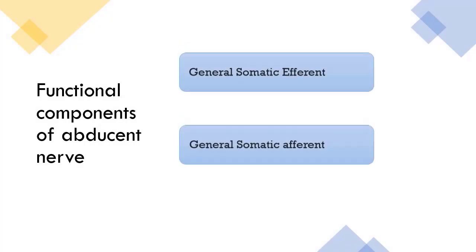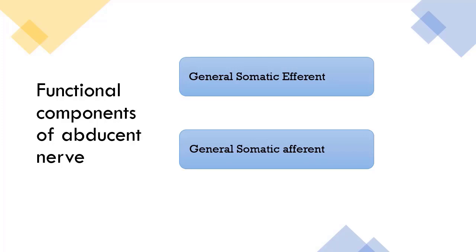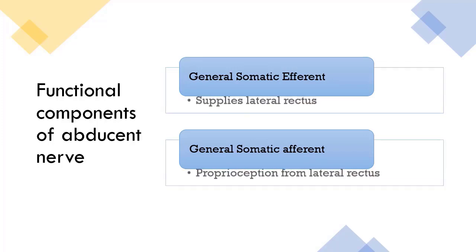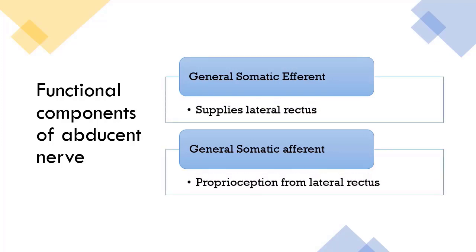Functional components of abducent nerve are general somatic efferent and general somatic afferent. General somatic efferent is to supply lateral rectus. General somatic afferent is proprioceptive fibers from lateral rectus, eventually which are given to mesencephalic nucleus of trigeminal nerve.